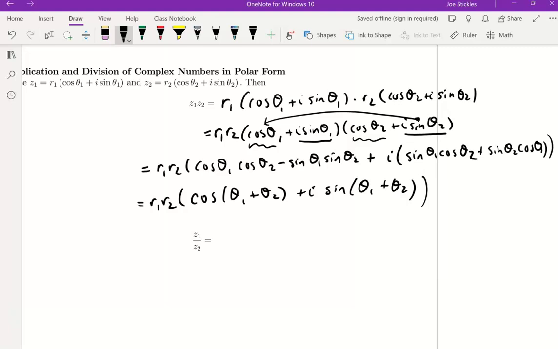Rather than going through the derivation, do you think you can figure out what you would do for dividing? When we multiplied, we multiplied the moduli. What do you think we would do when we divide? Instead of having R1 times R2, what do you think you would have? Yeah, R1 divided by R2. That's what goes out in front. When we multiplied, we added the angles. What do you think we're going to do when we divide instead of add? Subtract, yeah.